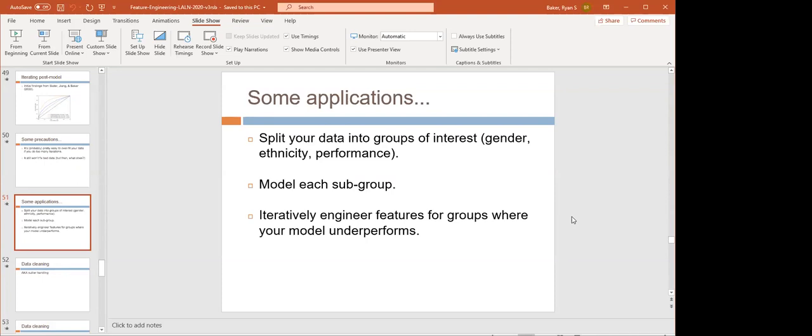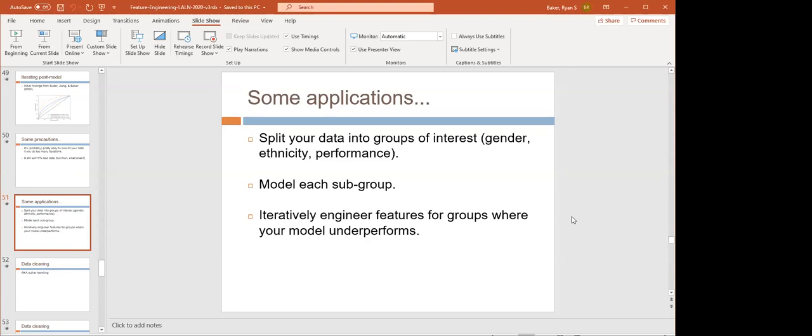So, some potential applications of this. It lets you split your data into groups of interest, and it lets you feature engineer on specific subgroups. One of the things that we've found with our work on affect detectors in Ryan's lab is that students in rural, suburban, and urban areas have a different set of features that predicts the affect that students are experiencing at any given time in a tutoring system.